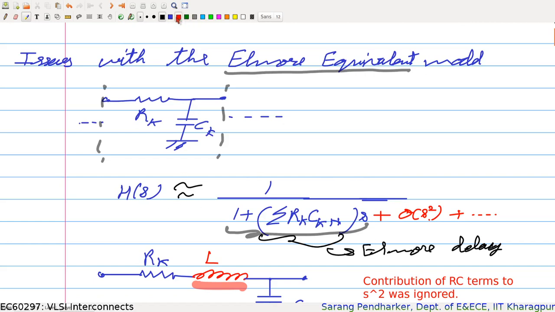Actually, if I want to have an H(s) equal to this, I would also have other higher order terms. We had derived these expressions for the case of 2-stage, 3-stage, and so on. So the transfer function is not exactly only this, but there is also a second order term which already exists in the transfer function of an RC network.